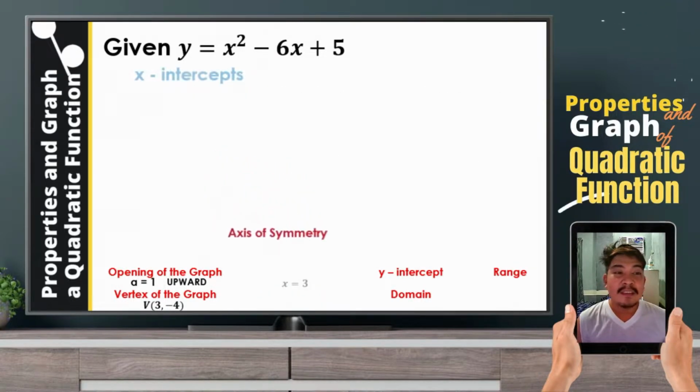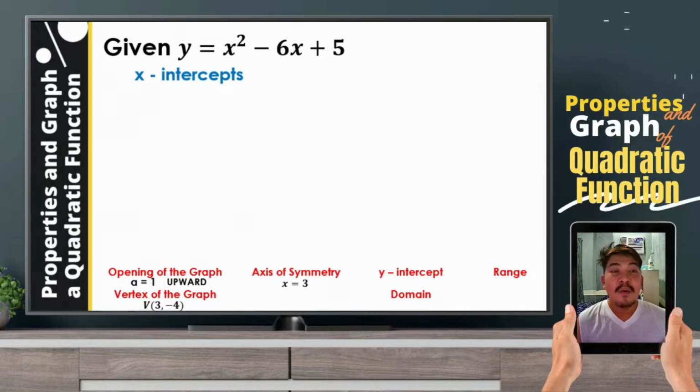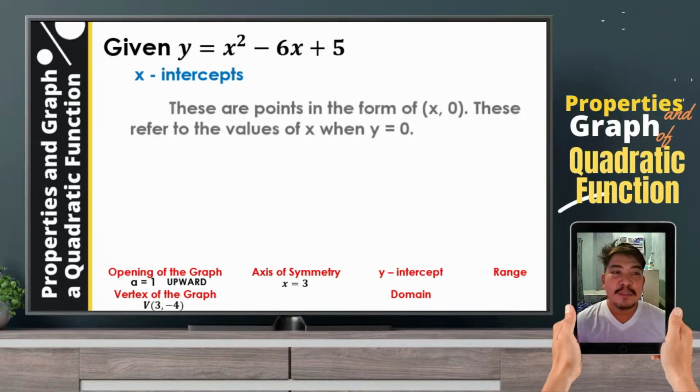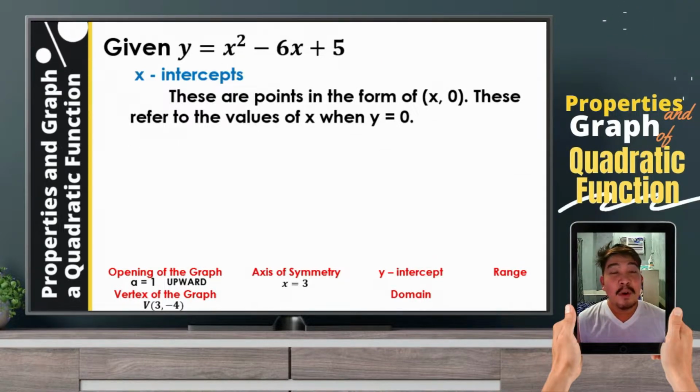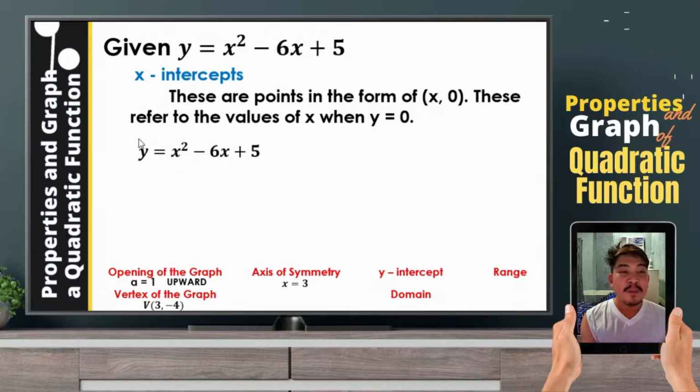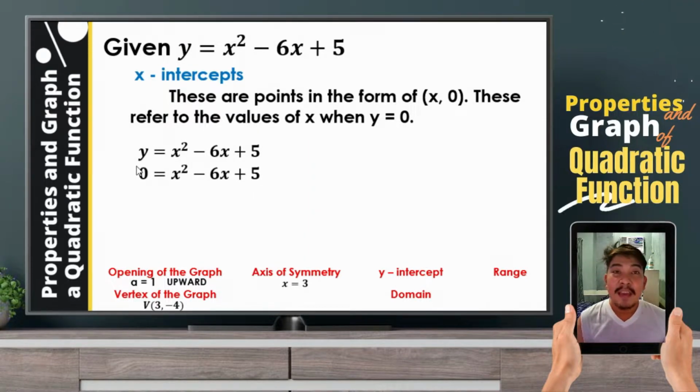So we are through with the axis of symmetry. Let us now go to the x-intercepts. When we talk about the x-intercepts, these are points in the form of x comma 0. These refer to the values of x when y is equal to 0. Therefore, out of the given quadratic function, y is equal to x squared minus 6x plus 5, we just need to change the value of y to 0, okay? And then get the values of x.